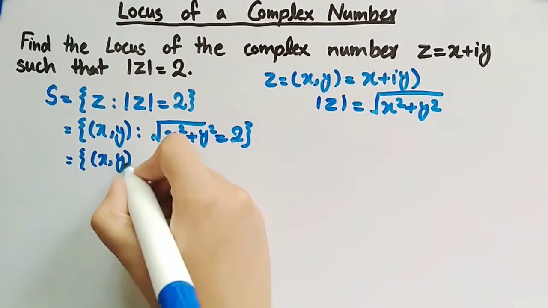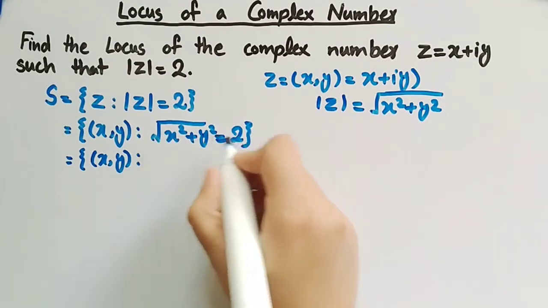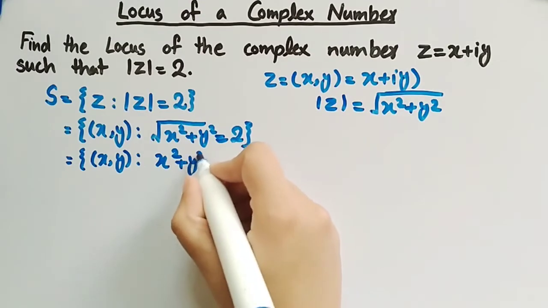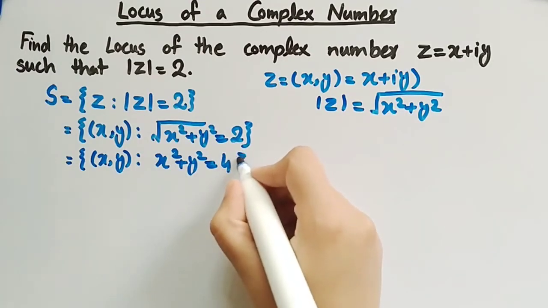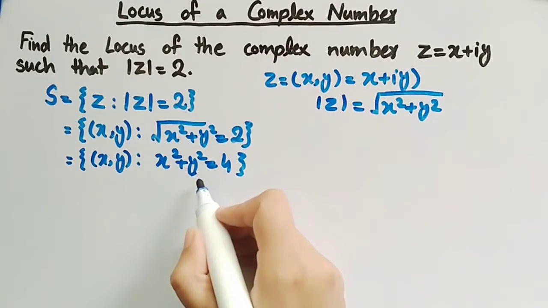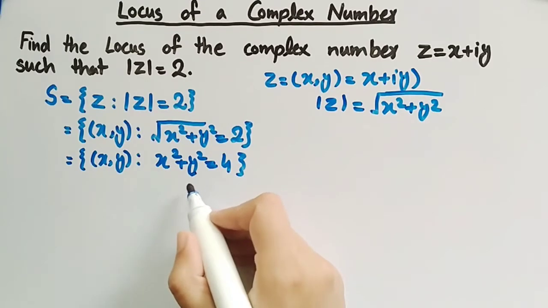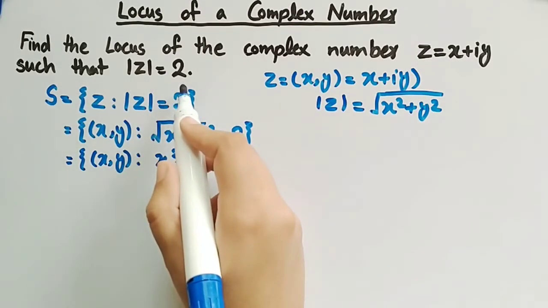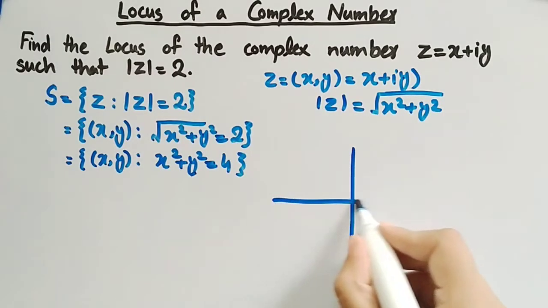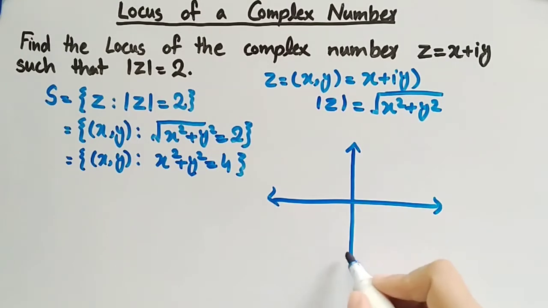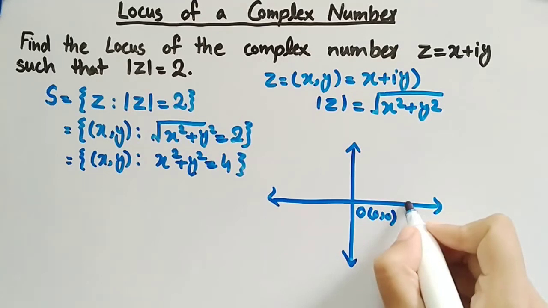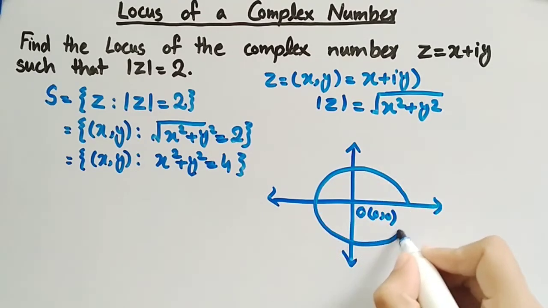Now when we square both sides of this expression, we get x squared plus y squared is equal to 4, and we cannot simplify it further. So this is the locus of the complex number z which satisfies the condition mod of z is equal to 2. Here the locus of z represents a circle whose center is the origin, or (0, 0), and its radius is 2.